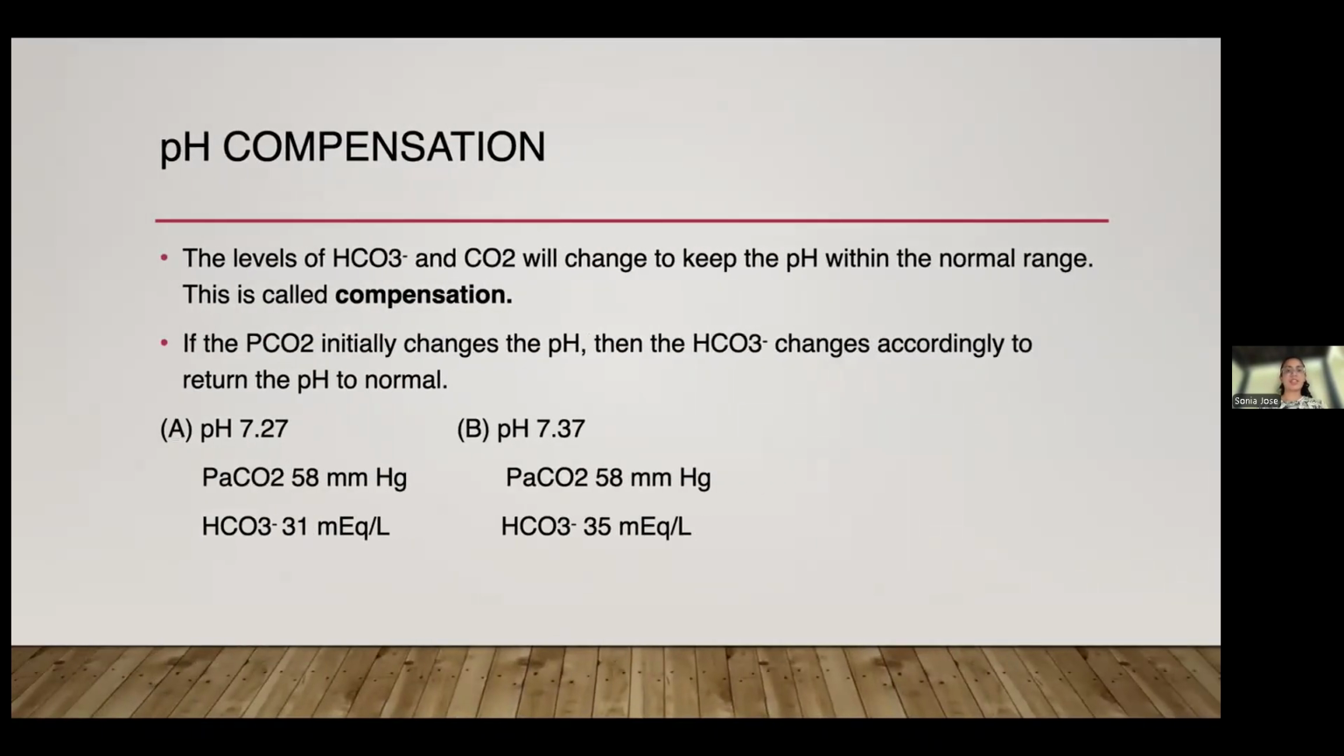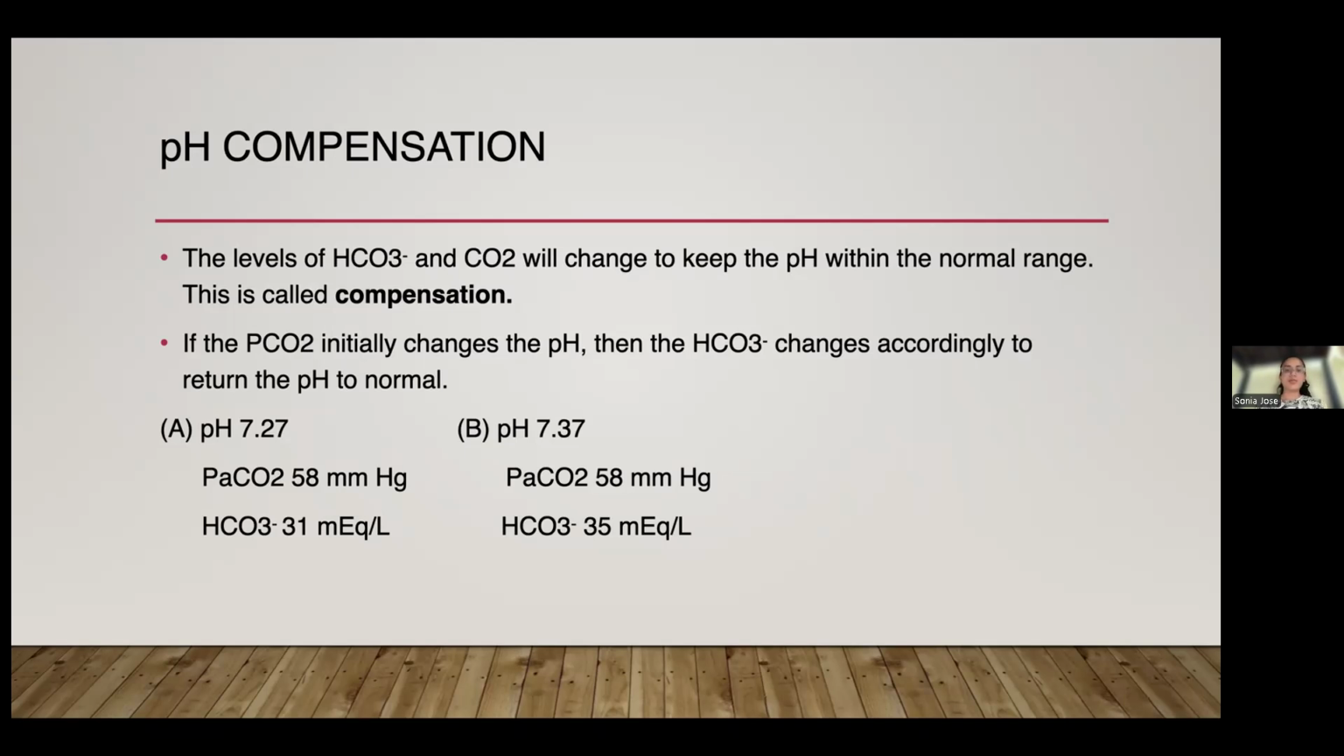Then pH compensation. Our body tries to achieve the pH levels in the normal range by either manipulating the HCO3 or carbon dioxide levels. So bringing the pH level to normal range by this HCO3 and CO2 is called compensation.